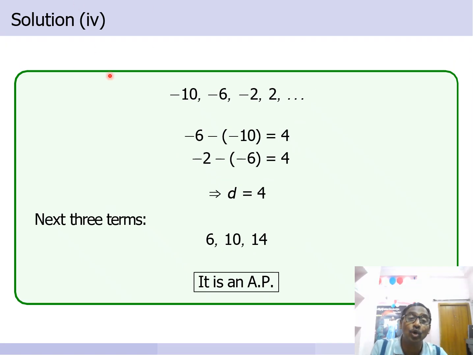Next, the solution for the fourth question: minus 10, minus 6, minus 2, 2 and so on. This is the given question. So minus 6 minus of minus 10, you are getting 4. Next, minus 2 minus of minus 6, you are getting 4. Next, 2 minus of minus 2, you are getting 4. Therefore D equal to 4. Next three terms: 6, 10, 14. Therefore it is an arithmetic progression.